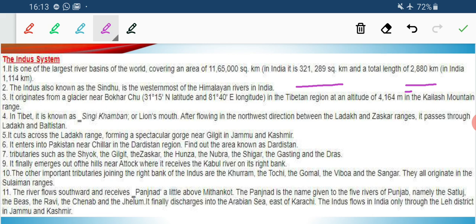Now Indus, also known as Sindhu, is the westernmost of the Himalayan rivers in India. As I said, it drains towards west, and basically maximum part is there in Pakistan, and then it enters to Bangladesh through the Gulf of Sindh. Sorry, not Bangladesh, Arabian Sea. It is just a slip of tongue. It enters to Arabian Sea through Gulf of Sindh.